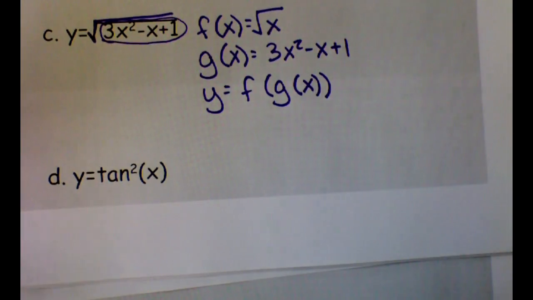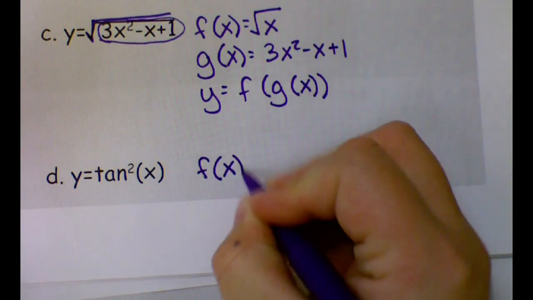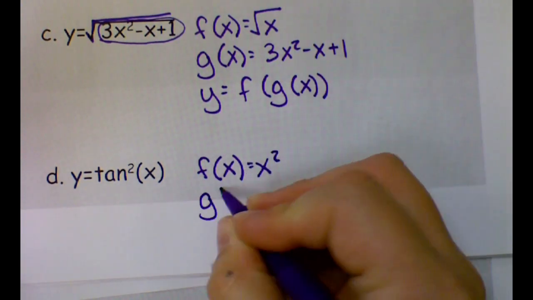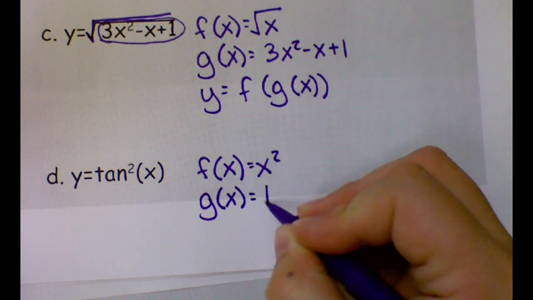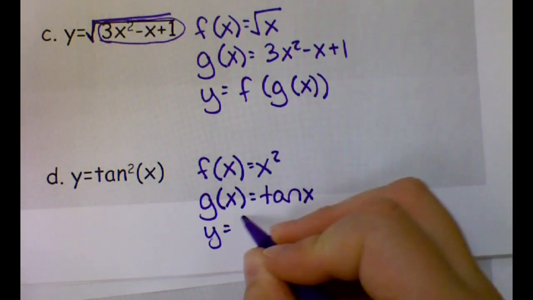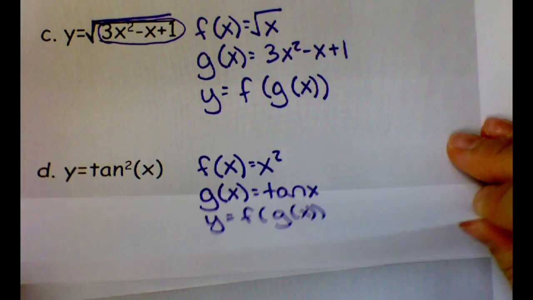Then I have the tangent squared. And in this one, the outer function is something squared, so x squared. And my inner function, g of x, is the tangent of x. So y, again, is f of g of x, the way I wrote it.